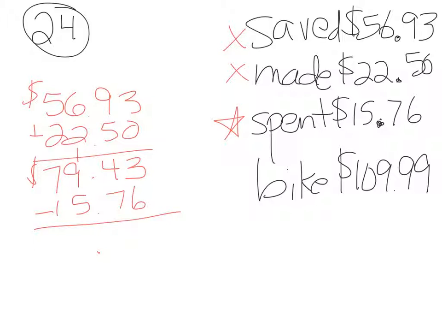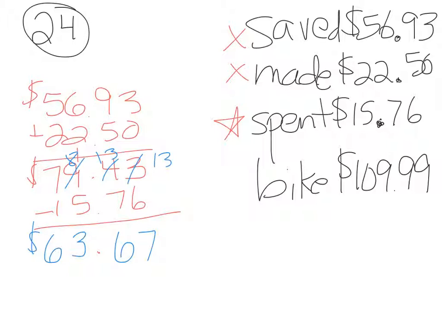To do this, it looks like we're going to have a little bit of ungrouping and regrouping that happens in our problem. I can't take 6 out of 3, so I'm going to ungroup and regroup. 13 take away 6 is 7. I can't take 7 out of 3, so I'm going to have to ungroup, woohoo, and regroup. 13 take away 7 is 6. Oh, that was kind of a funny math thing. I can take 5 out of 8, and I can take 1 out of 6. So right now she has $63.67. The bike's going to cost $109.99 though.